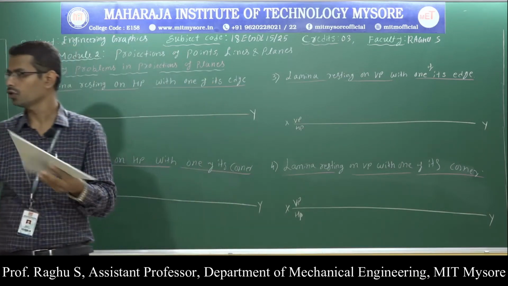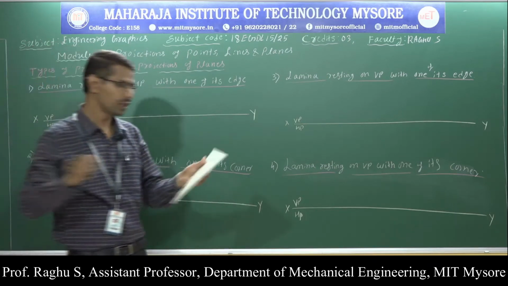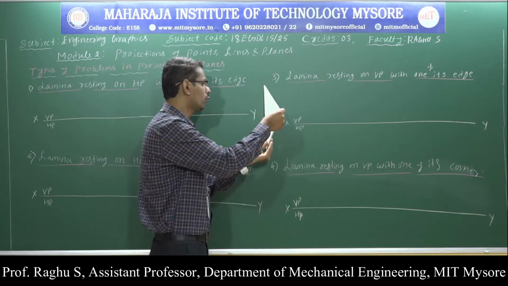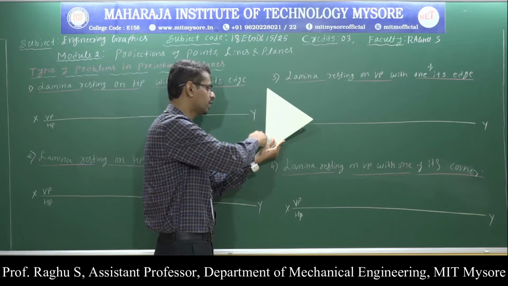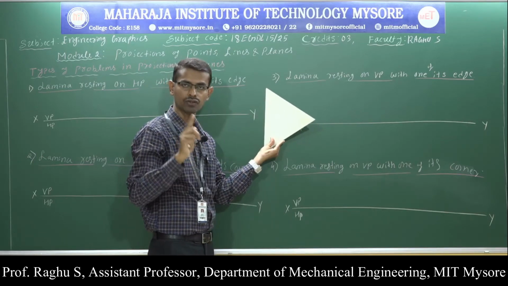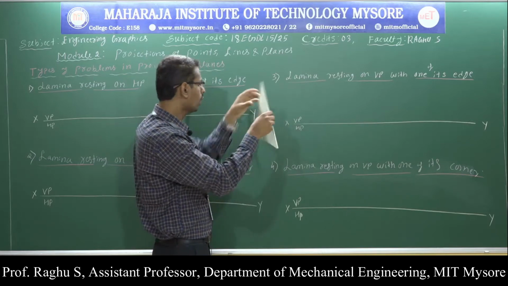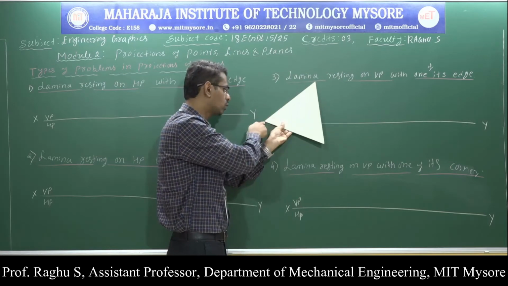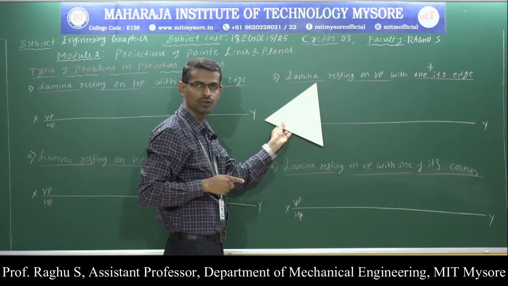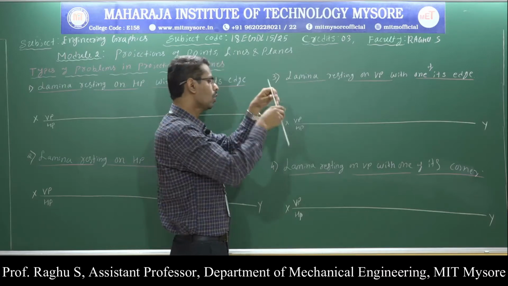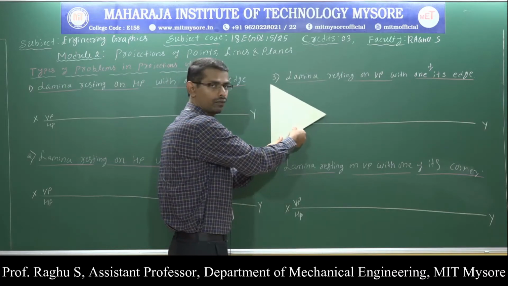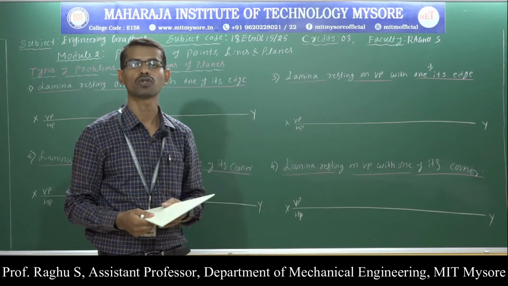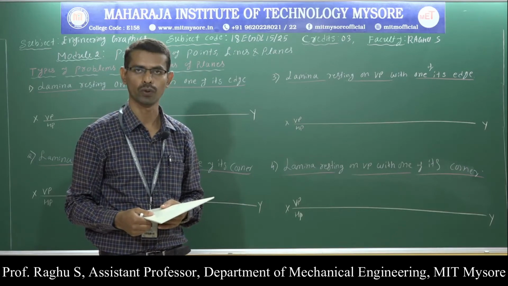Suppose the lamina is resting on VP on one of its side, assume this wall as the vertical plane. Here the lamina is resting on VP with one of its side, meaning this is the resting side on VP. Suppose it is a corner resting, here this is the corner resting. The lamina is resting on VP with one of its corner. Here this one is the lamina resting on VP with one of its side. When the lamina is resting on VP, start the first position with the front view. When the lamina is resting on HP, start the first position with the top view.